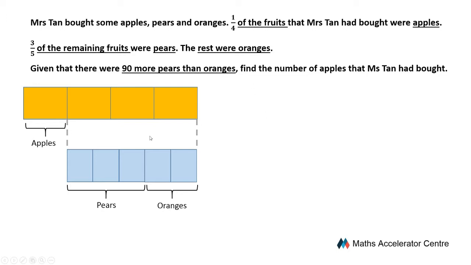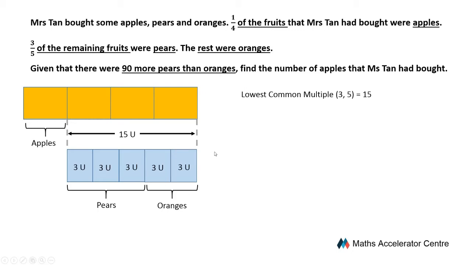Next, let's look at the remainder over here. The remaining fruits over here can be divided by 3. It can also be divided by 5. Therefore, the lowest common multiple of 3 and 5 will give us 15. So there are 15 units of fruits over here. So let's focus on the remaining model first. So there are 5 smaller units. So 15 divided by 5. So each of the smaller units will be 3 units.